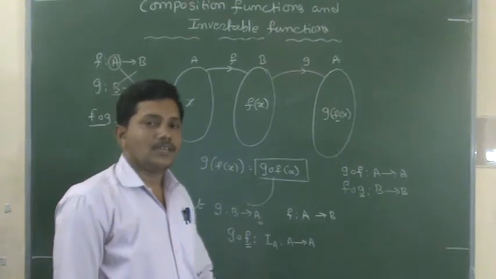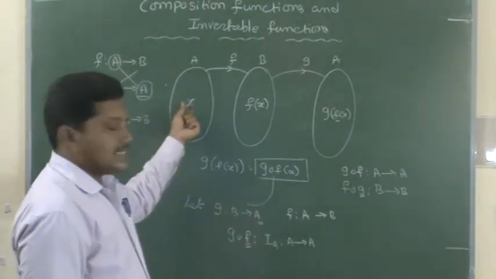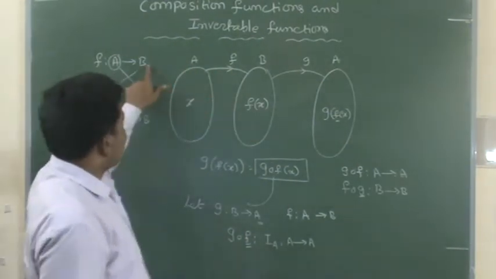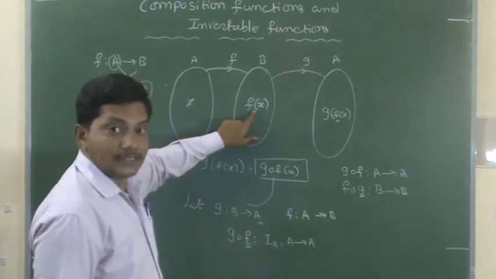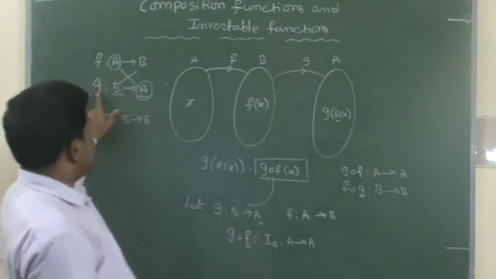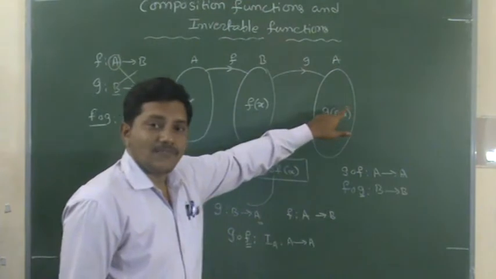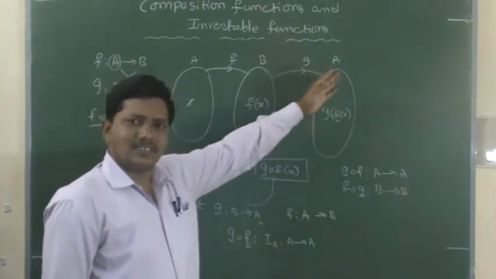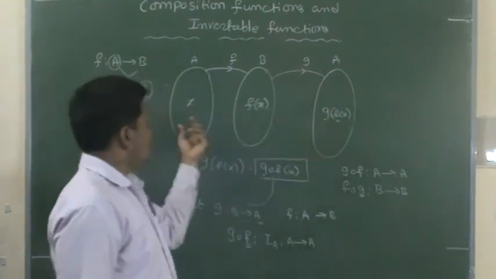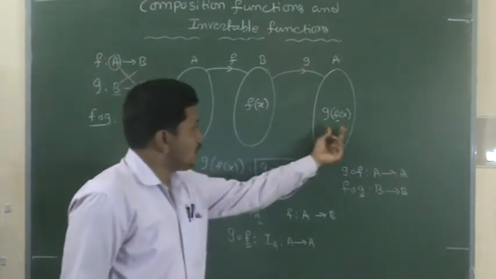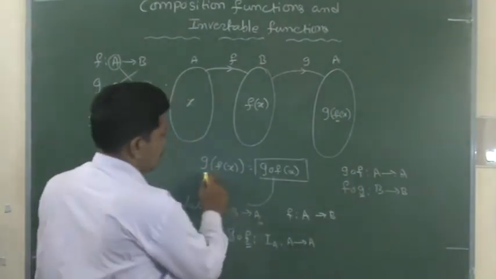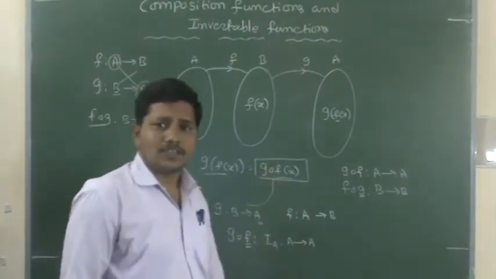Do you understand? Once again, I repeat. There exists an element x belongs to A and f is mapping from A to B. The element in B is f of x. Now, there is another function g from B to A, that is A or C, whatever, no problem. The element here is g circle f of x. This is the definition of the composite function.